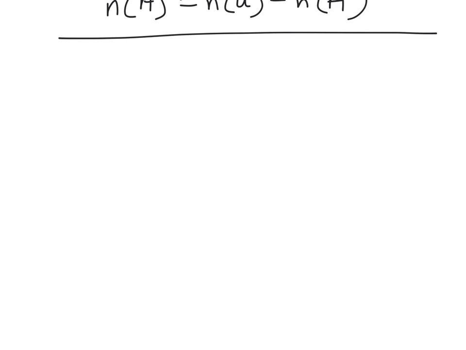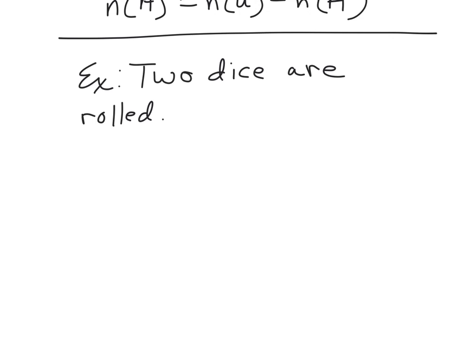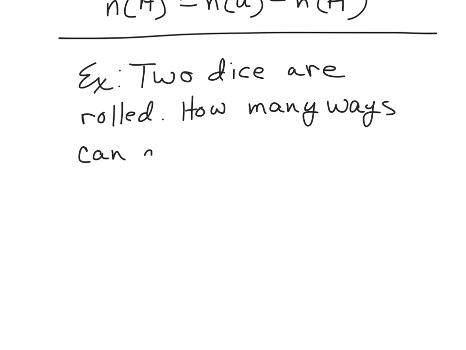Okay. This is an example, and it's going to go like this. 2 dice are rolled. How many ways can a 1 not be rolled?